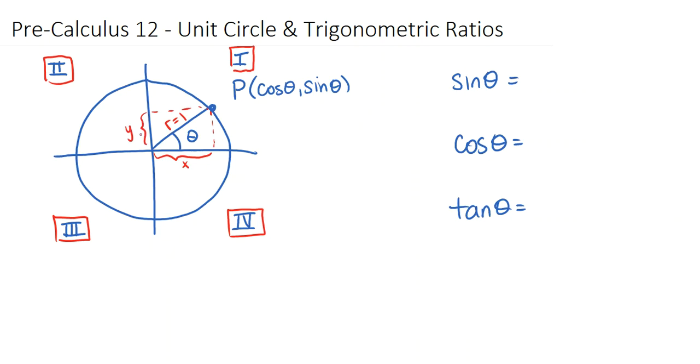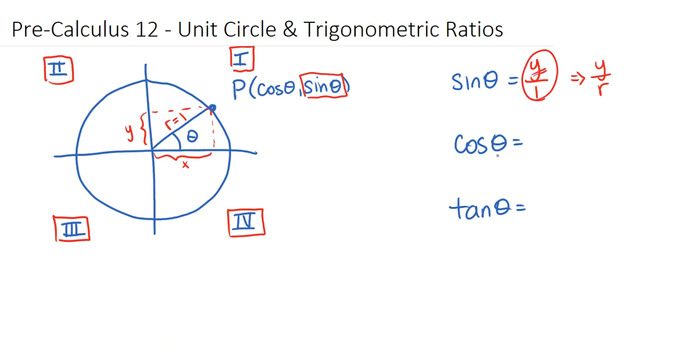So when we talk about sine, we know sine is opposite over hypotenuse. So in this case, sine is going to be y over 1. If we wanted to write it more broadly, we can say it's y over r. So that's why, when we look at the coordinate point for the point, sine of theta on a unit circle is equal to the y coordinate.